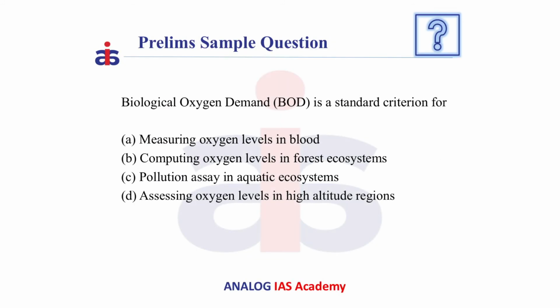Now let us see a previous year question based on this. Biological oxygen demand is a standard criteria for: A. Measuring oxygen levels in blood, B. Computing oxygen levels in forest ecosystems, C. Pollution assay in aquatic ecosystems, and D. Assessing oxygen levels in high altitude regions.